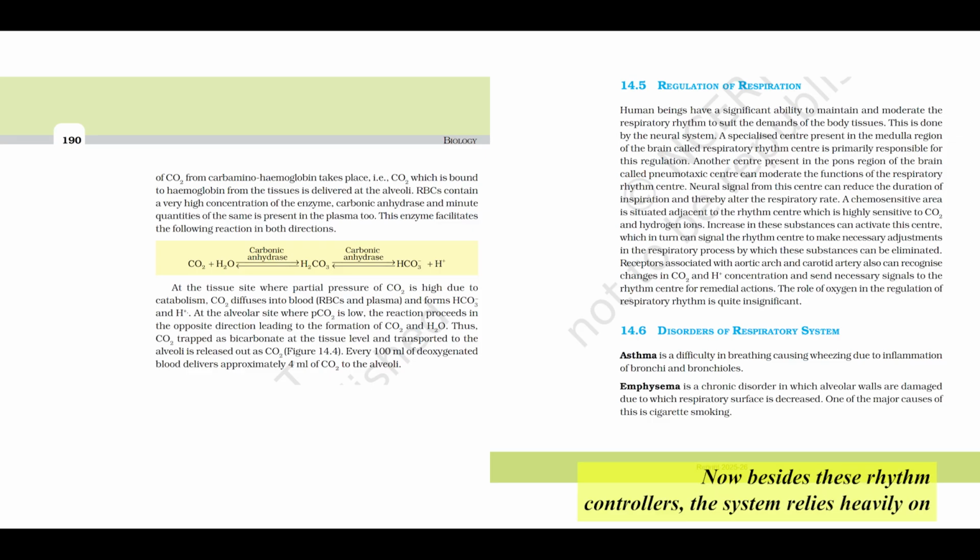Now, besides these rhythm controllers, the system relies heavily on feedback about blood chemistry. 3. Chemosensitive area. This is a specialized area located right next to the rhythm center in the medulla. It is extremely sensitive to changes in the levels of carbon dioxide, CO2, and hydrogen ions, H+, in the cerebrospinal fluid bathing the brain. If CO2 levels rise, which also increases H+ levels, making things more acidic, this area gets strongly activated. It then signals the rhythm center to increase the rate and depth of breathing, the goal being to blow off the excess CO2 faster and bring the pH back to normal.